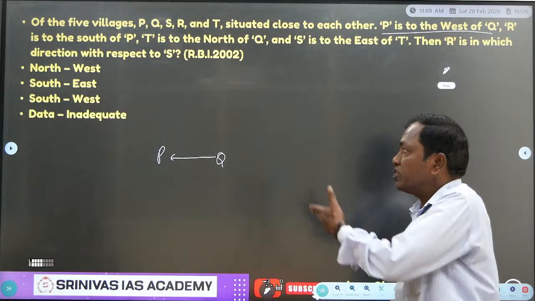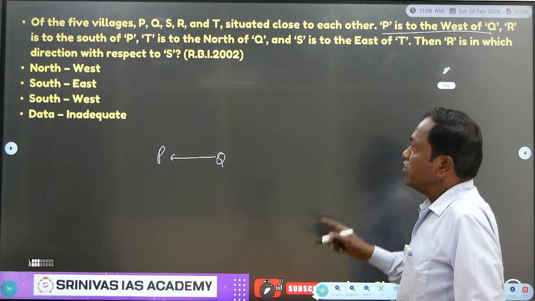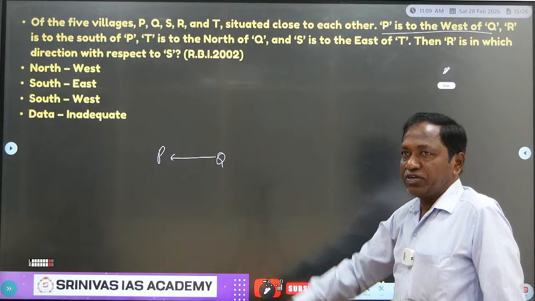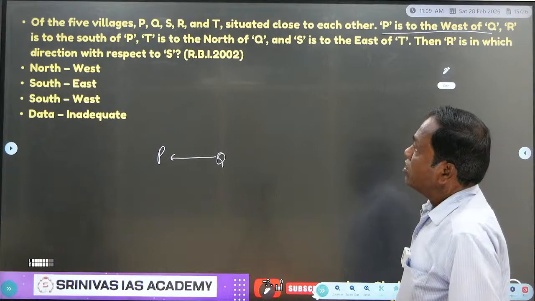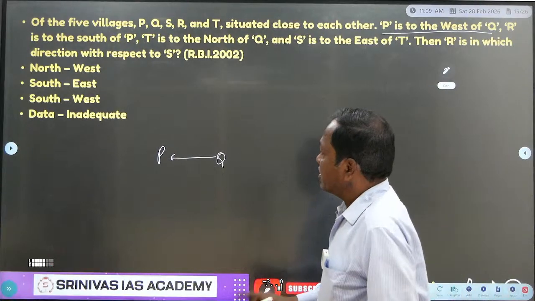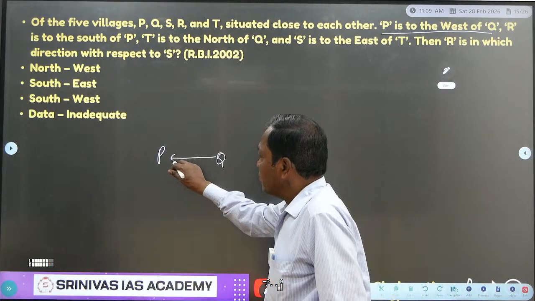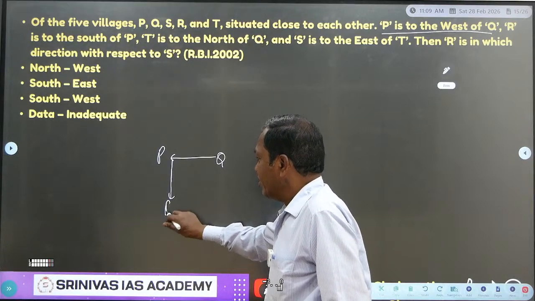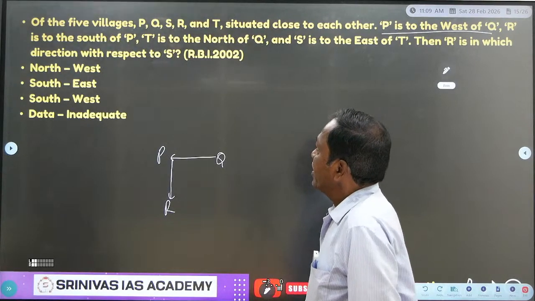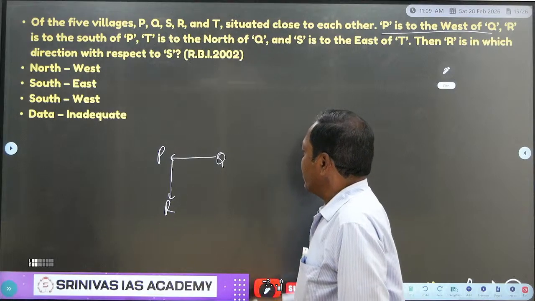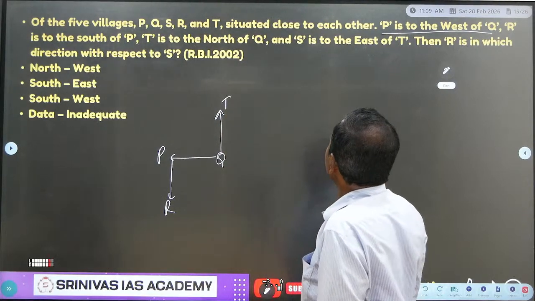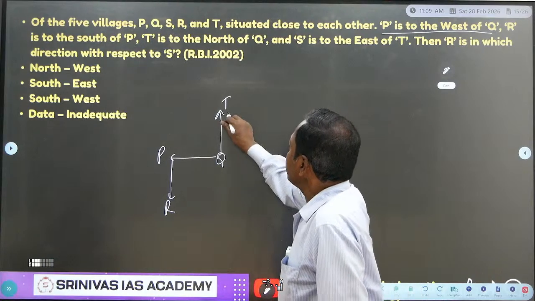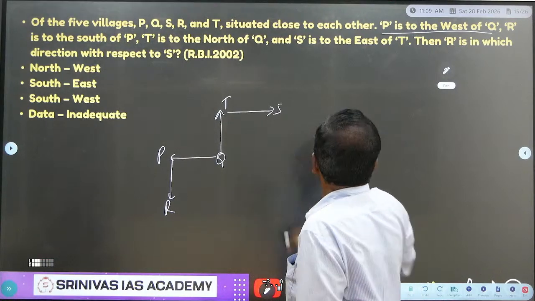Even blood relations we are supposed to take. P is to the west of Q. First you have to write Q, then west of Q, it is P. R is to the south of P. South of P is like R. And T is to the north of Q. North of Q, like this is T. And S is to the east of T. East of T, this is S.